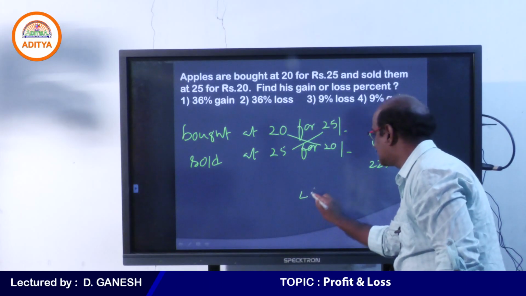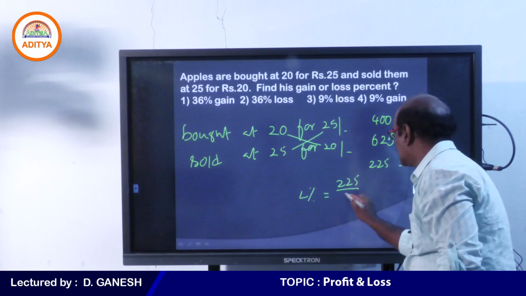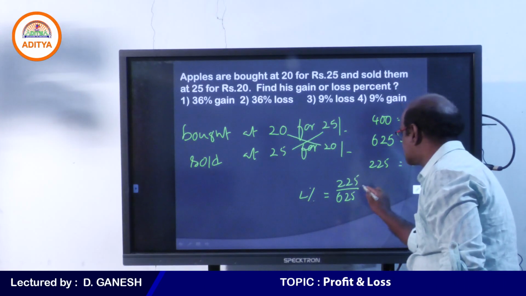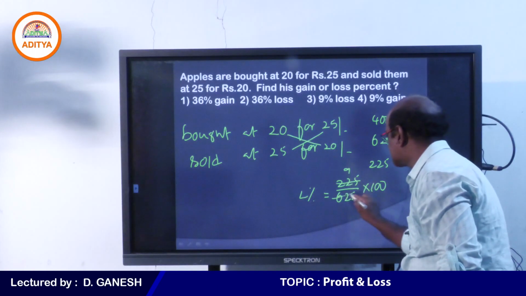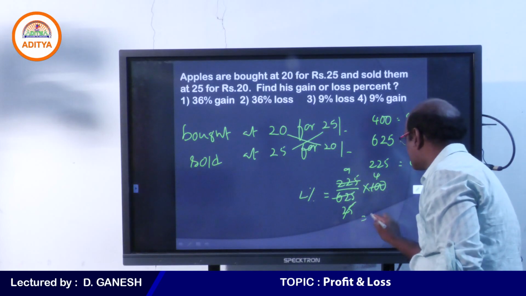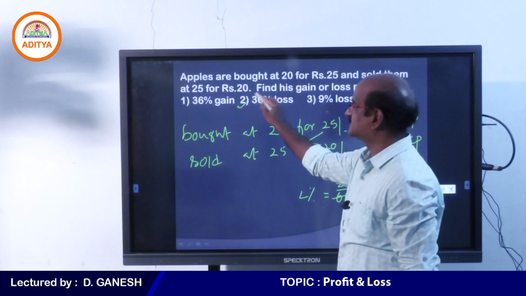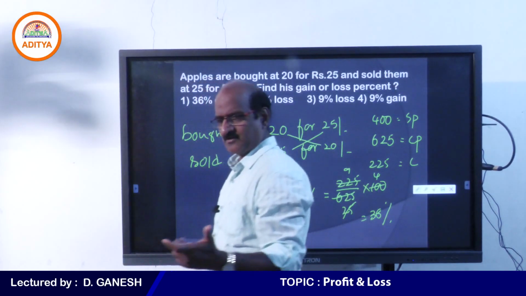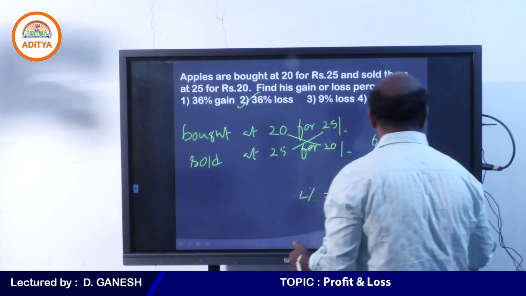Loss percent is given by the formula loss by cost price into 100. 225 by 625 into 100, 9 times 25 over 25 times 25, therefore 36% loss. Expecting me to discuss this question again? Okay, so we discuss this one. Here we go.